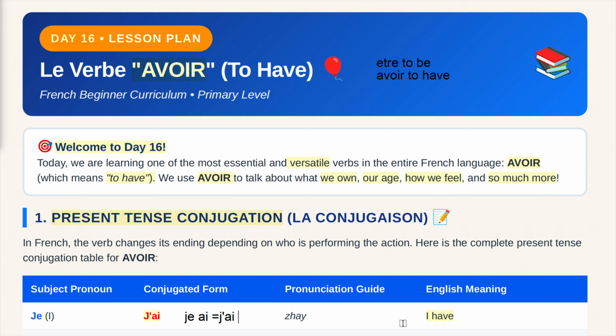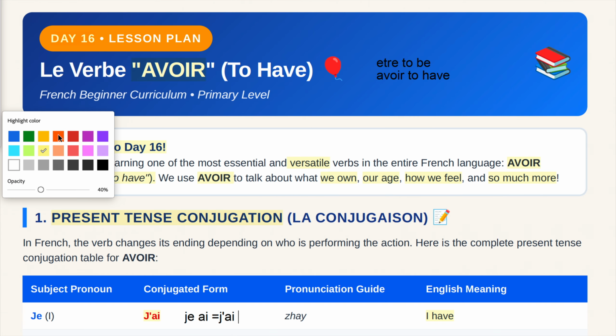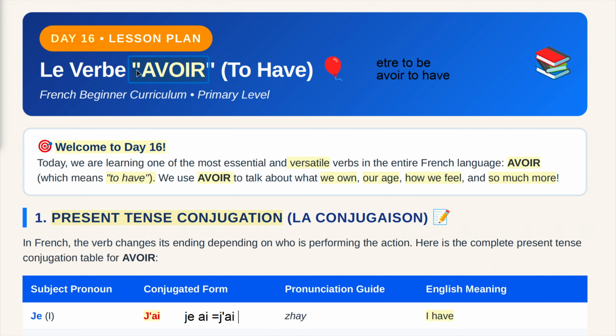Donc, day 16 of learning French, and today we are going to learn avoir. D'accord? So this is day 16, and today we are going to learn avoir. This is avoir.